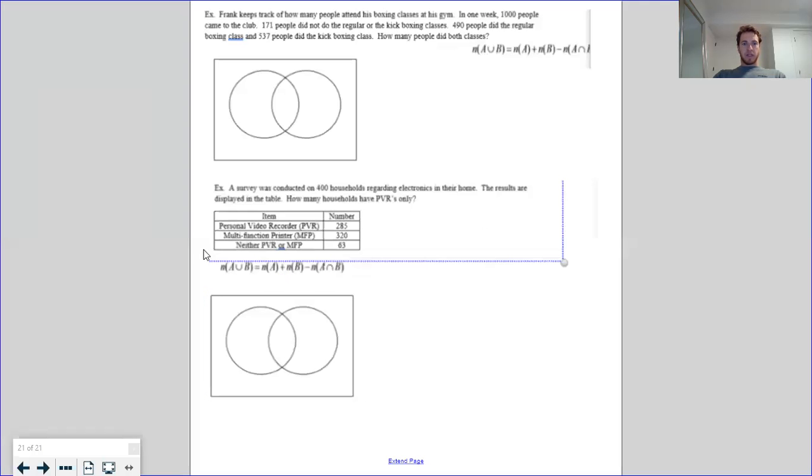Here we go. Okay, Frank keeps track of how many people attend his boxing classes at his gym. In 1 week, 1,000 people came to the club. 171 did not do regular boxing or kickboxing. 490 people did the regular boxing. 537 did the kickboxing. How many people did both?